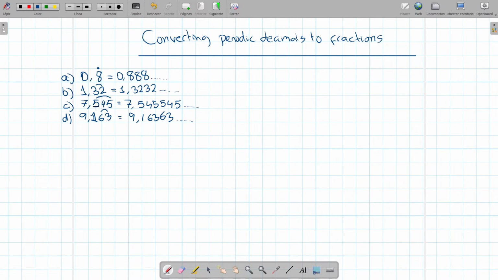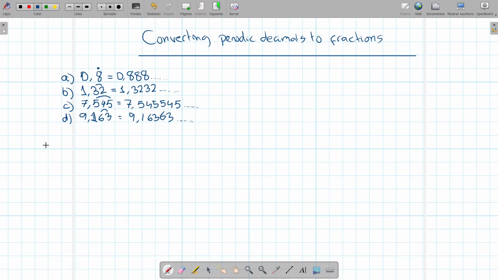Now, in the third one, we have three digits, and the fourth one is a special case where something is repeated, but not everything in the decimal places is repeated, just a part. You'll see that you have to be a bit more careful with the method for the last exercise.